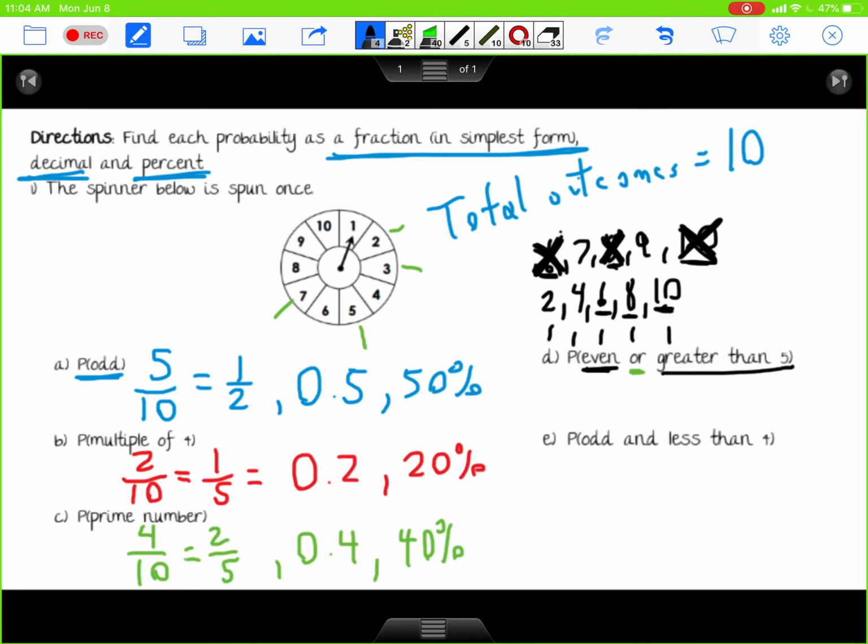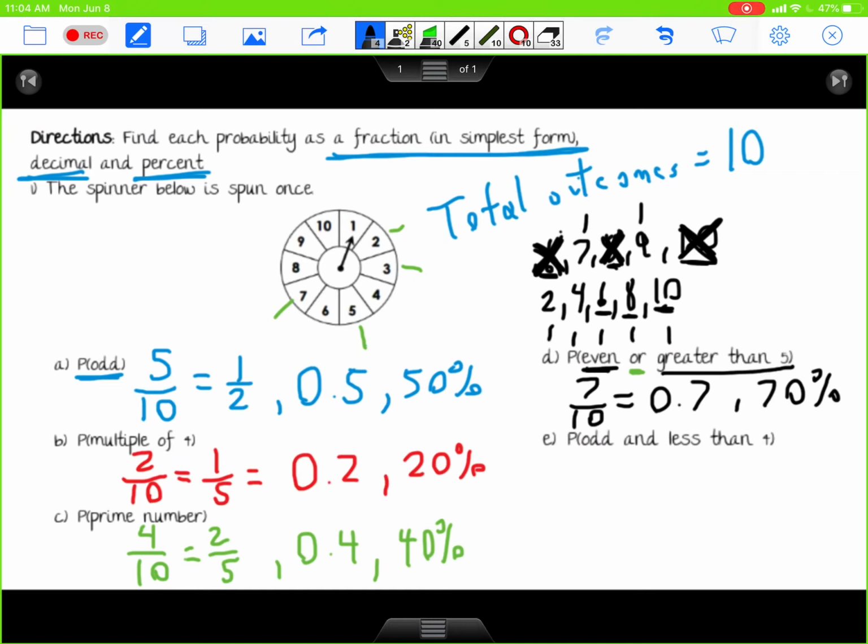Okay, I have 1, 2, 3, 4, 5, 6, 7 possible choices. Okay, I have 7 things I want. So it becomes 7 over the total of 10 total numbers. Okay, you change that into a decimal, which is 0.7. Change that into a percent, which is 70%.